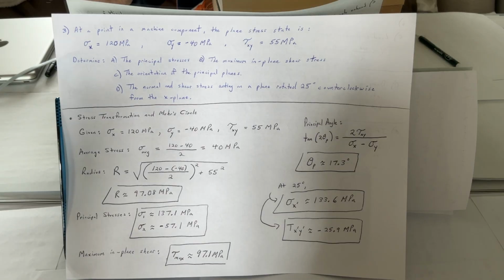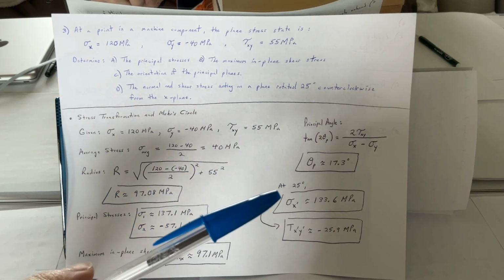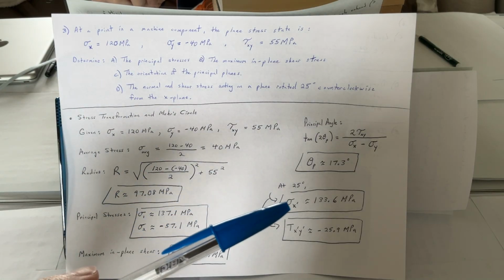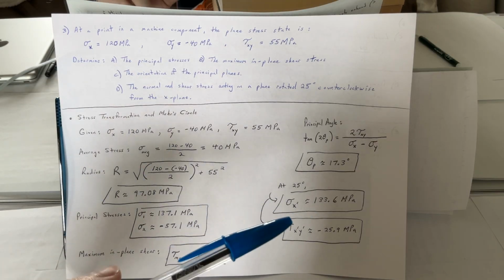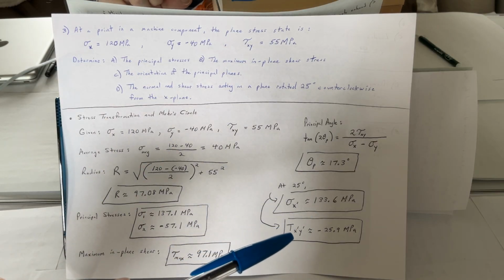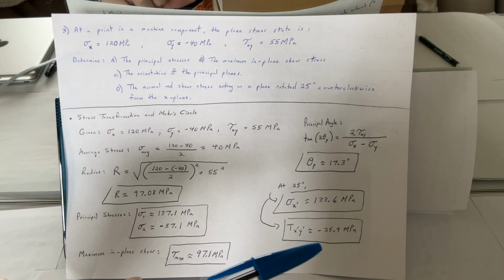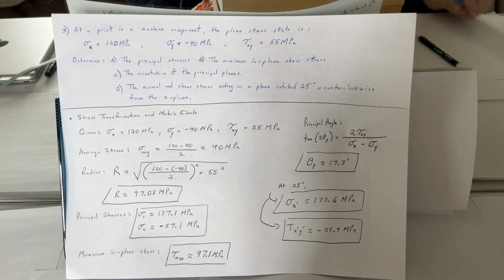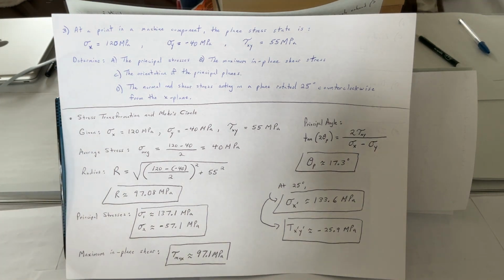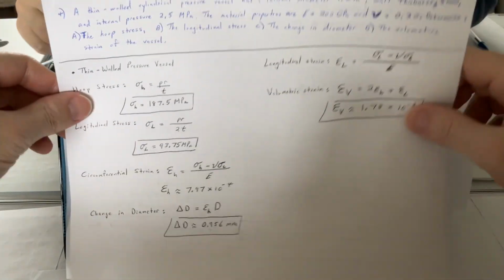Okay, now from here at 25 degrees, we could say that this sigma sub x prime is about 133.6 MPa, and tau sub x prime y prime, that's about negative 25.9 MPa. Okay, and that's after doing the computation. And now we can move on to number 4.